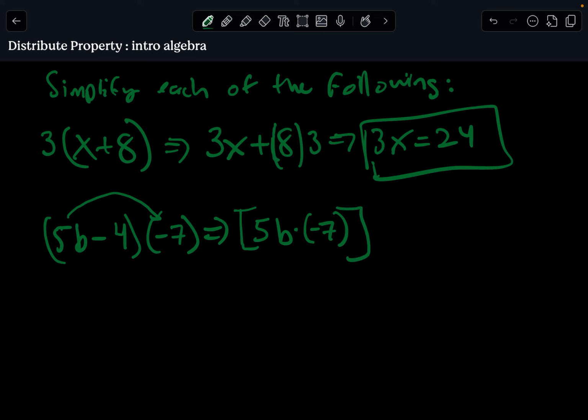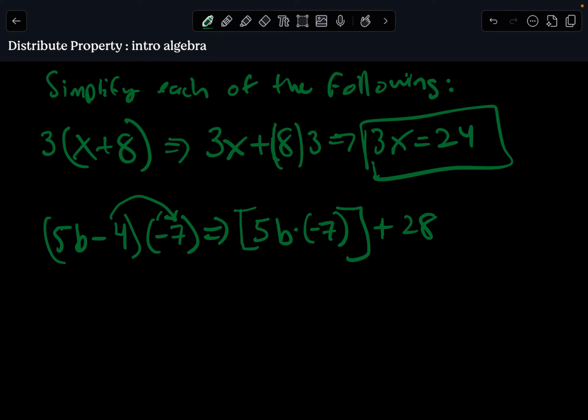And then we can also multiply negative 4, which would be our second part of the expression, plus negative 4 times negative 7. And when you multiply a negative times a negative, you get a positive, right? So we do plus 28.